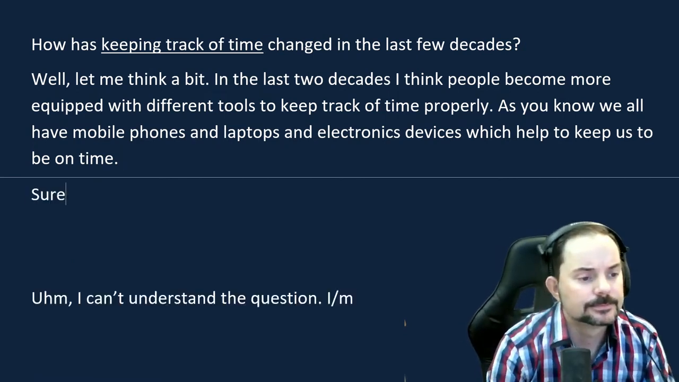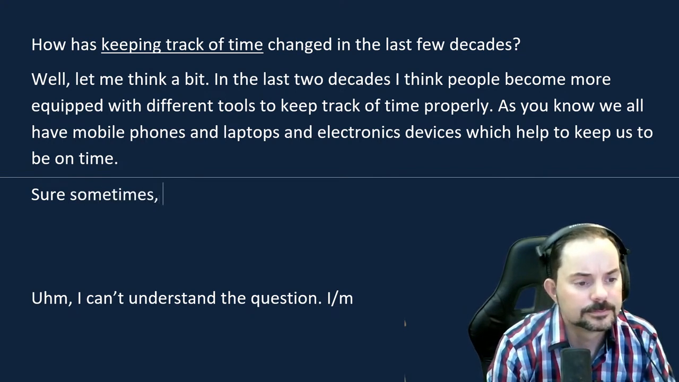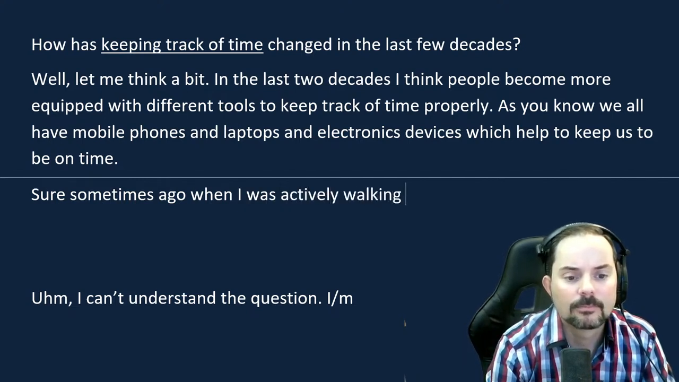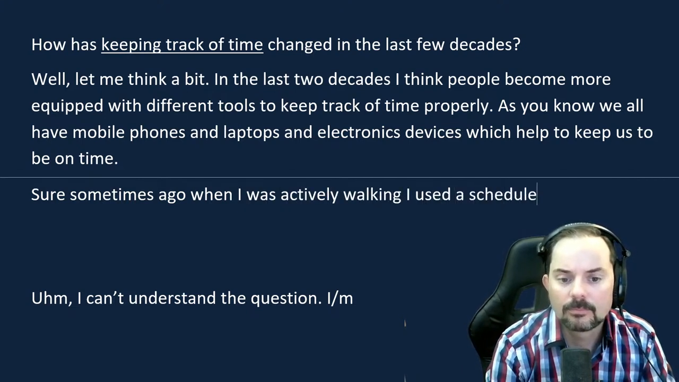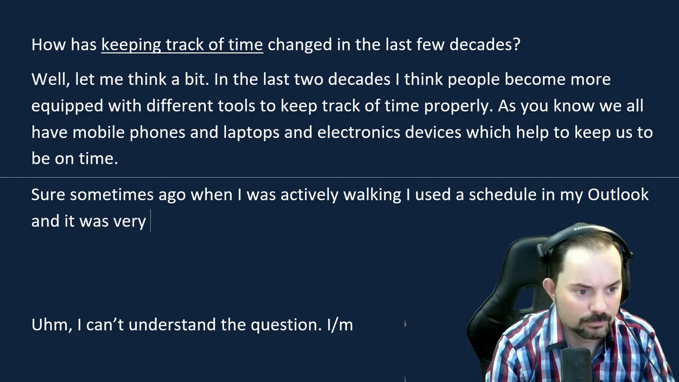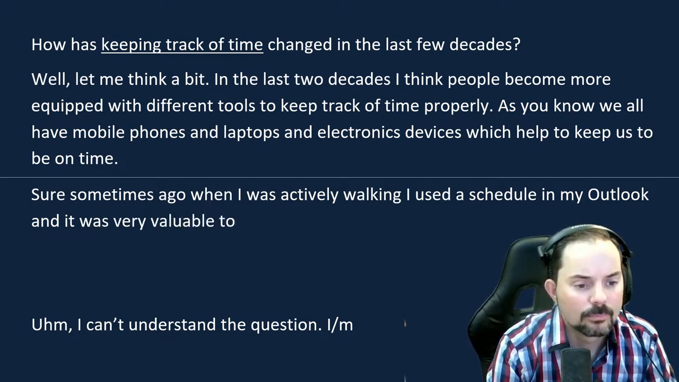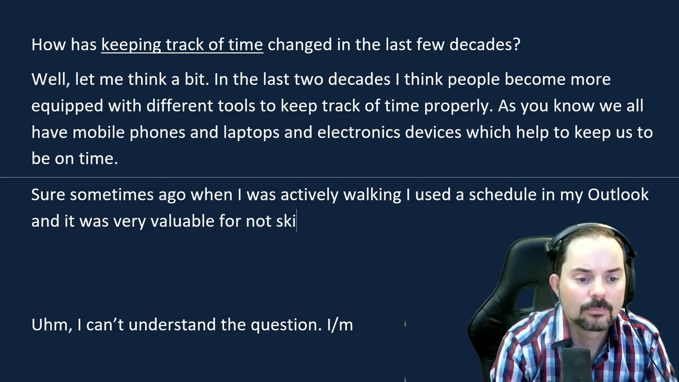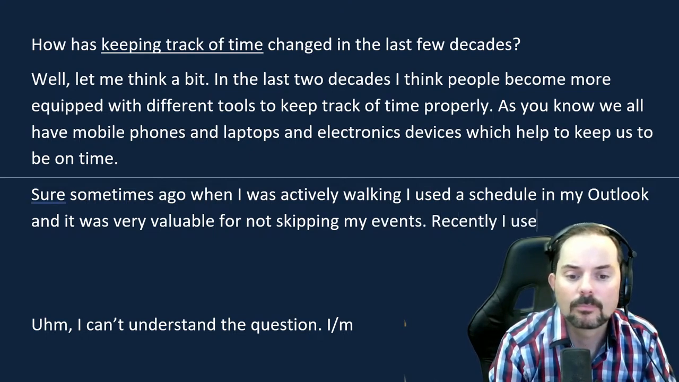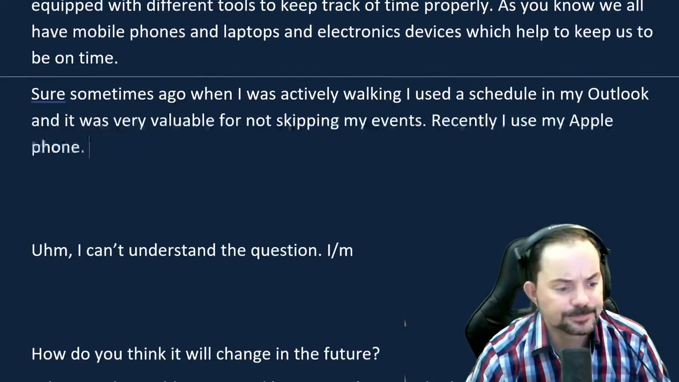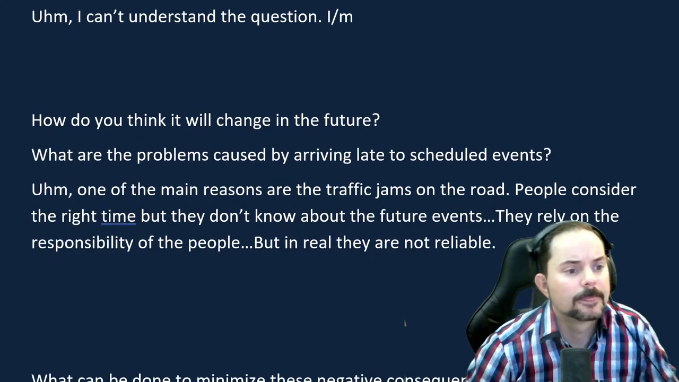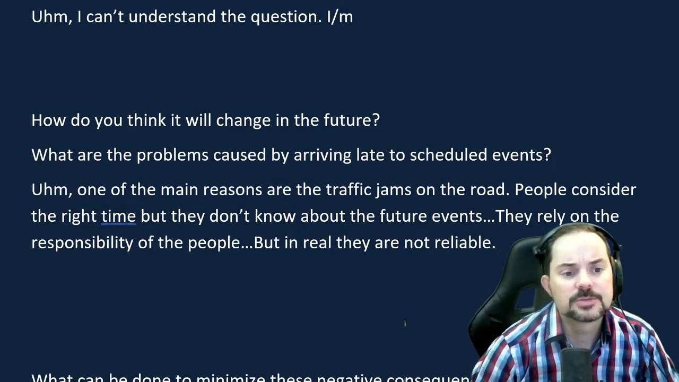Sure. Some time ago, when I was actively working, I used a schedule in my Outlook, so it was very convenient to avoid skipping any of my meetings, all my prepared, well-planned events. At the same time, I could keep working and send emails. Recently, I use my Apple phone, and all my schedule is registered in the Apple schedule, which is connected to Google schedule, but I think Apple schedule is more convenient for me. How do you think this will change in the future?